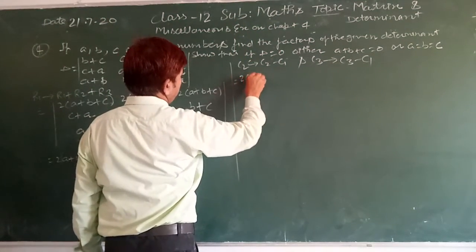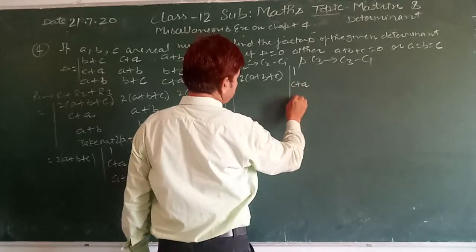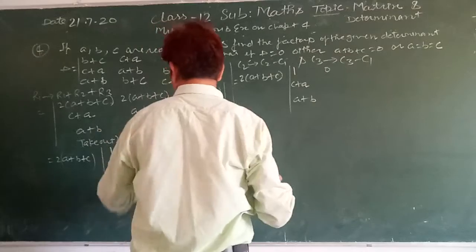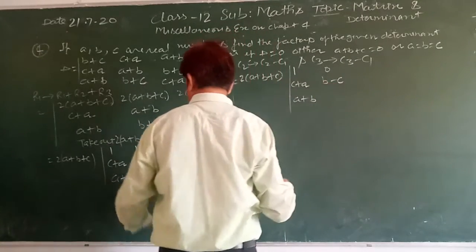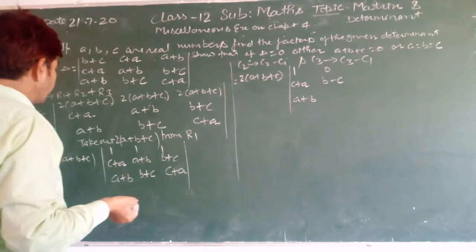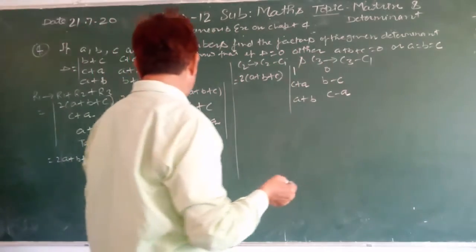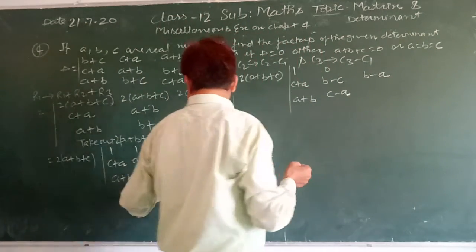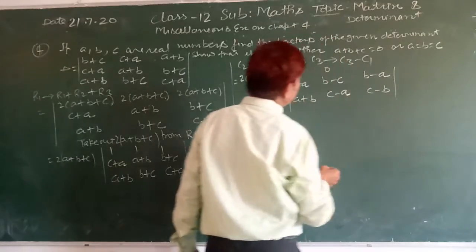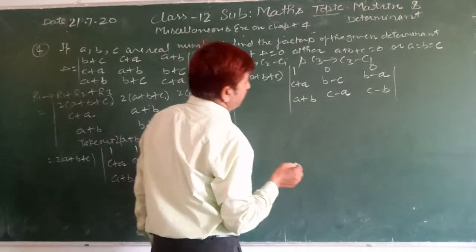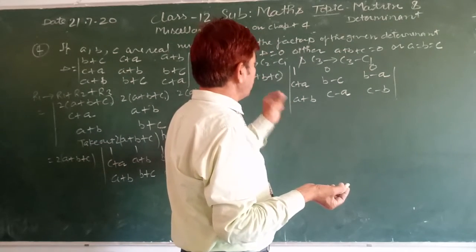It is equal to twice A plus B plus C, with first row 1, 0, 0. The second row is C plus A plus B, A plus B minus C plus A, we get B minus C, and B plus C minus A plus B, we get C minus A. In the third row, B plus C minus C plus A, we get B minus A, and C plus A minus A plus B, we get C minus B. Now this determinant will reduce to a second order determinant because two consecutive elements of the first row are 0.